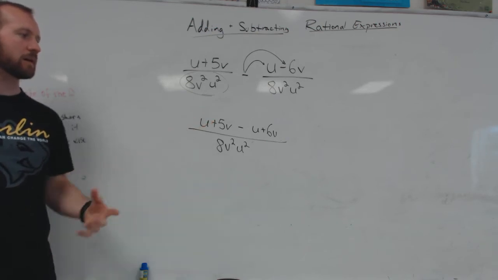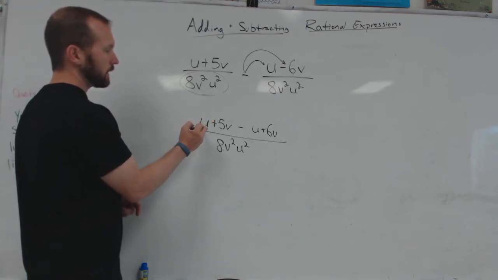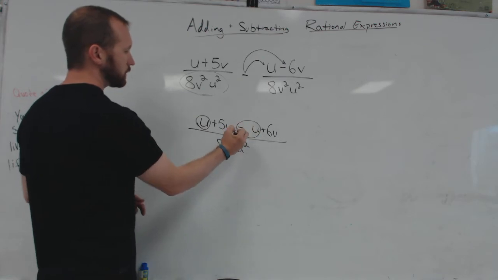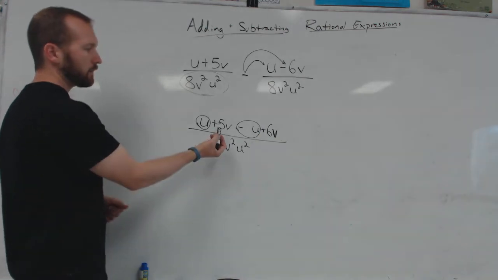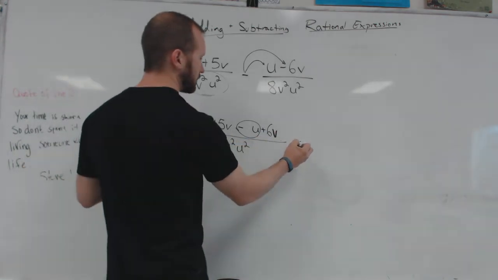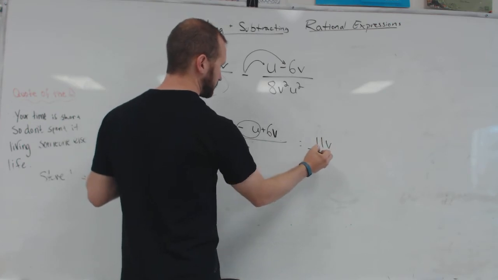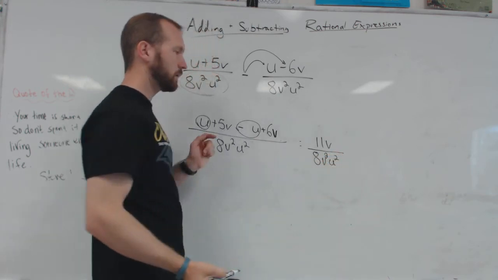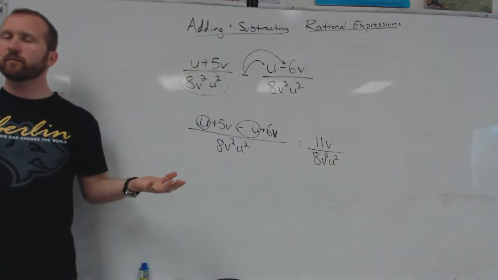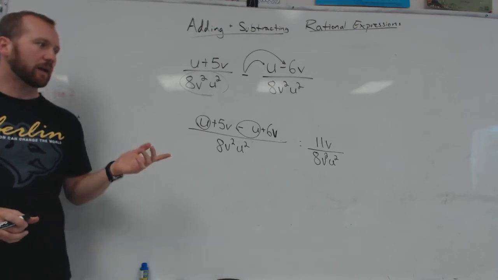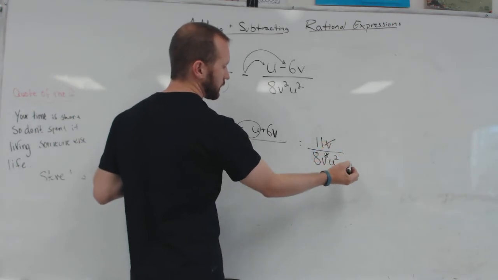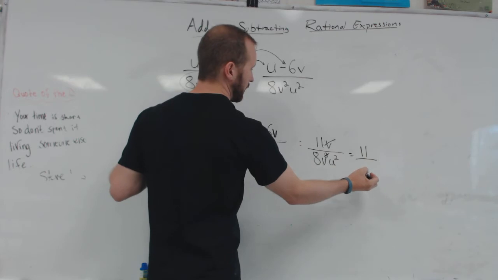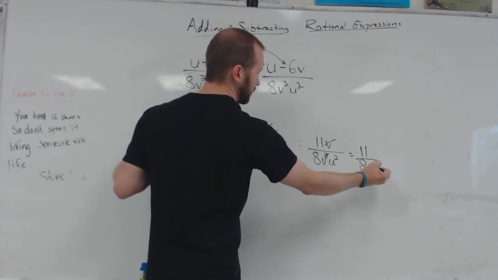So now in my numerator I need to combine like terms. I see a u and a minus u. So that's going to be 0u or just nothing. And then I have 5v plus 6v. So this would be 11v over 8v squared u squared. The last step is what we've been doing. We have to simplify that. So I have a v up top. That can cancel with one of my v's down bottom. My final answer is 11 over 8v u squared.